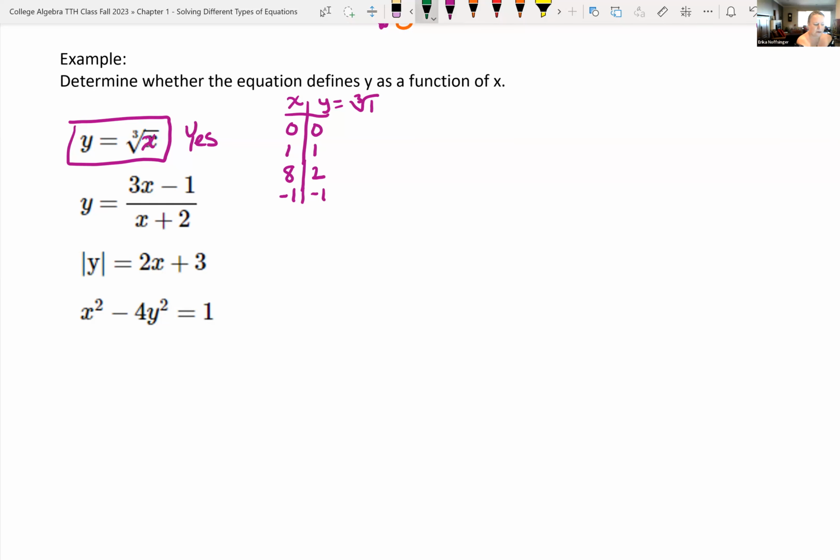So the next example, we have y is equal to (3x minus 1) all over (x plus 2). Same kind of reasoning. For every value I plug in here for x, I'm only going to get back one value for y. Right? So if I plugged in 0 for x in here, I would get 3 times 0, which is 0, minus 1, which is -1 in my numerator. And if I plug in 0 into my denominator, I get 0 plus 2, which is 2. So my input of 0 is giving me one output of -1/2.